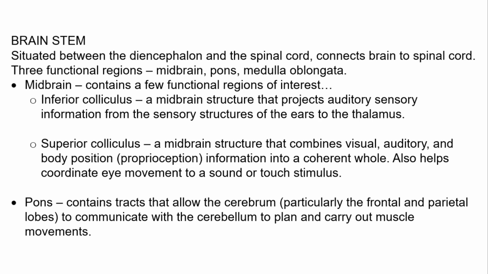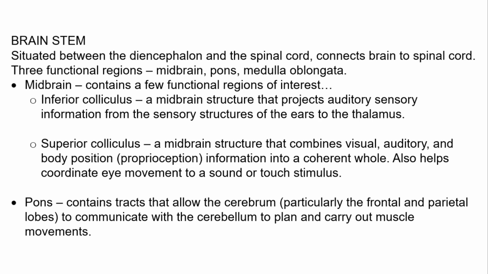The superior colliculus is a structure that combines visual, auditory, and proprioception information so that visual and auditory stimuli can be localized and perceived in the space around us. It also helps to coordinate the movement of the eyes towards auditory or touch stimuli.